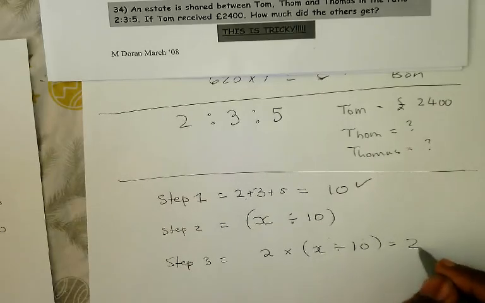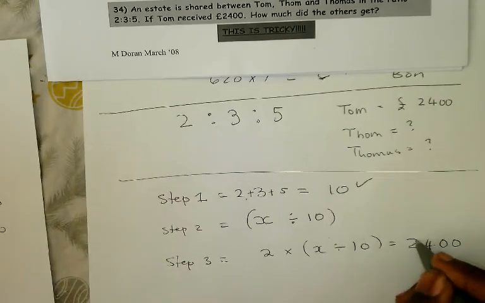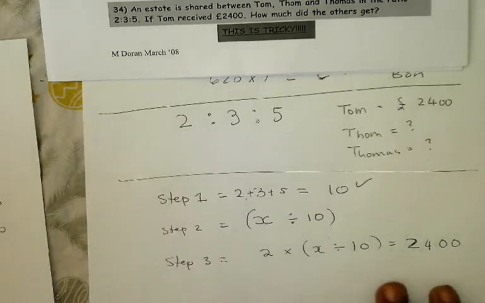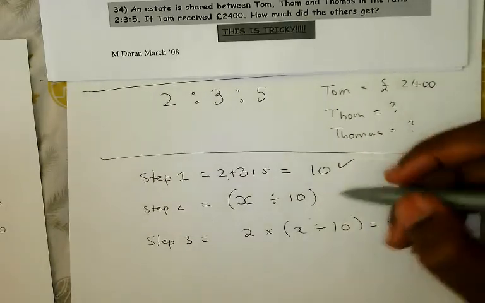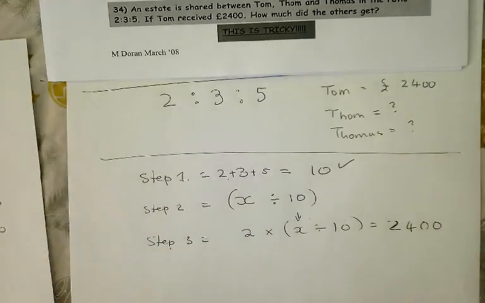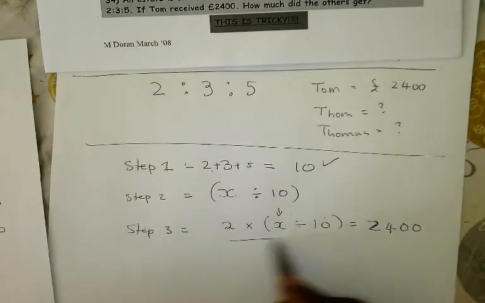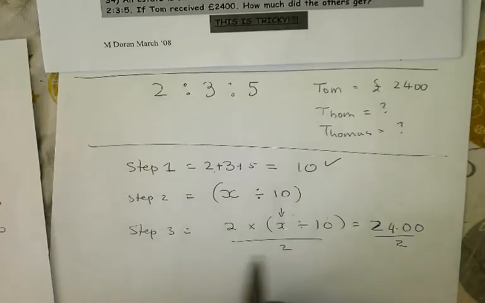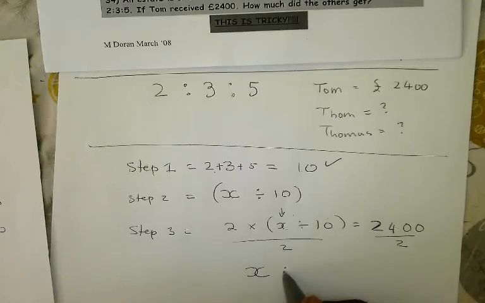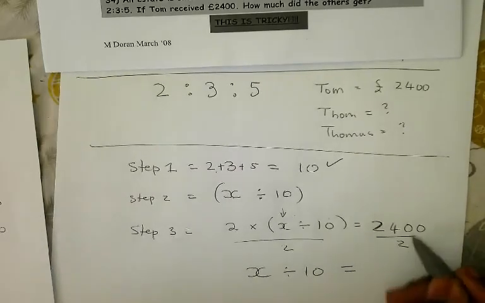Is it clear? So we're going to solve for the unknown. We want to know the value of the estate. It's basic. Once it's here, we do the inverse operation. I'm going to start with this one. What is the inverse operation of multiplication? Division. So I'm going to divide both sides by 2. Then this way it goes away. 2 divided by 2 is 1. I'm left with x divided by 10. On the calculator, 2,400 divided by 2 is 1,200.